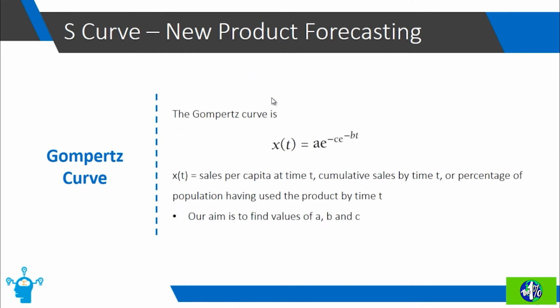The other is the Gompertz curve. To create a Gompertz curve, the equation is this. Xt can be any variable for which you want to forecast. It can be sales, it can be revenue, it can be cumulative sales. t is the time period, and a, b and c are three constants which we are going to estimate using the Excel Solver. Once we have the values of a, b and c, we can forecast future values. Here, the upper limit for variable xt is going to be a.